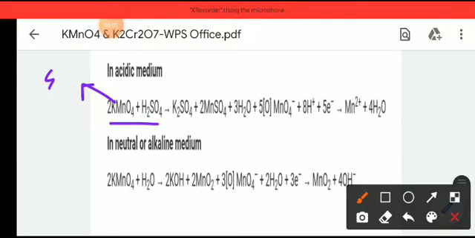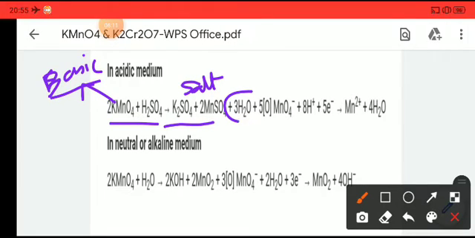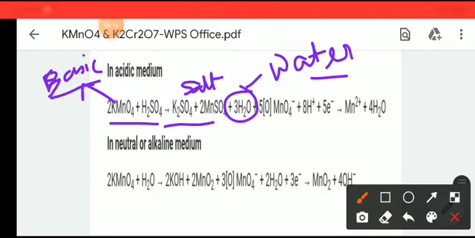KMnO4 is slightly basic as well. As it is slightly basic, while reacting with H2SO4 it will form salt and water. So as it is slightly basic in nature, KMnO4 while reacting with H2SO4 will do an acid-base reaction and form salt and water.